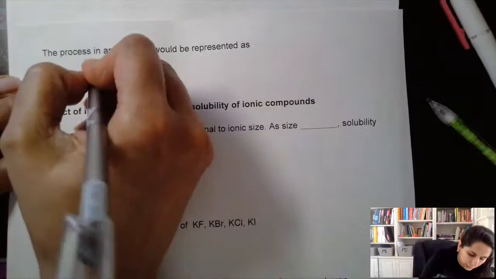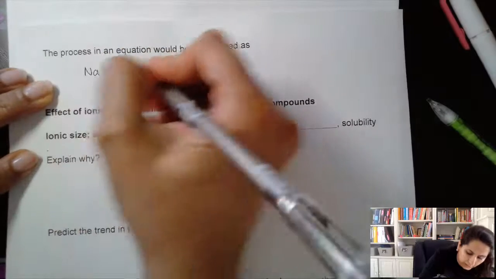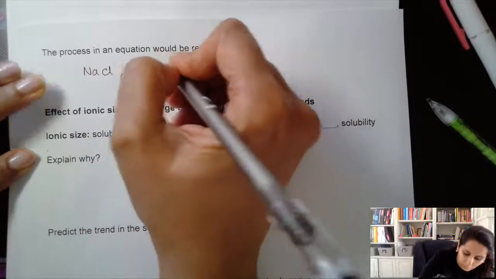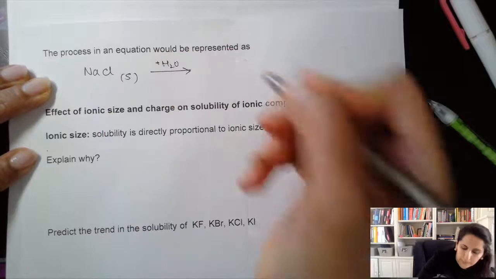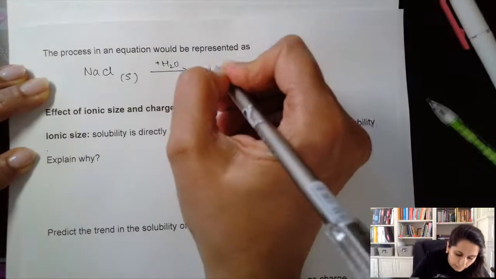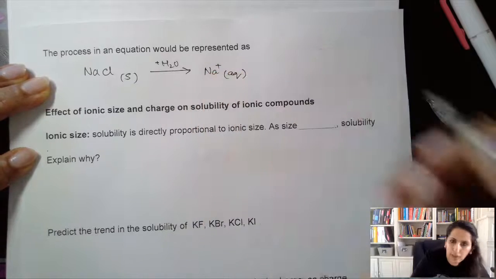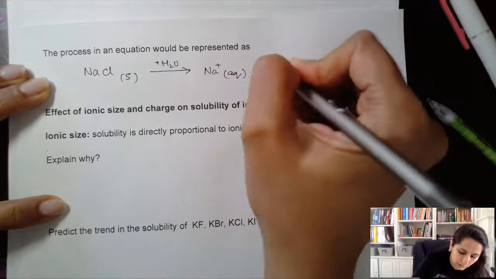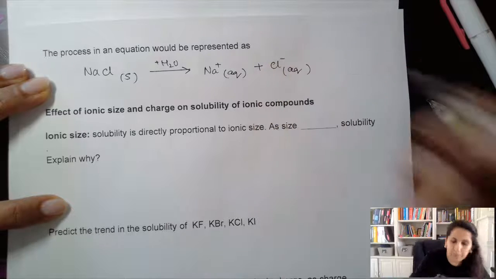You would write this process in an equation often as: sodium chloride solid dissolves in water. So the condition is written on top of the arrow, to form aqueous sodium ions, (aq), and aqueous chloride ions.